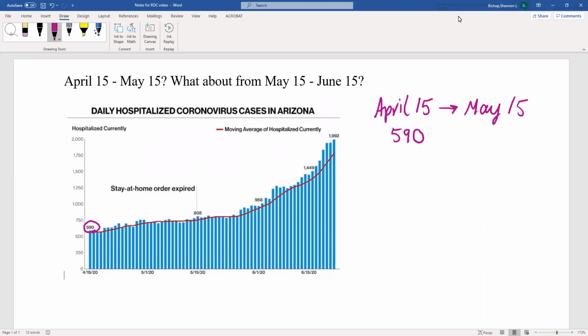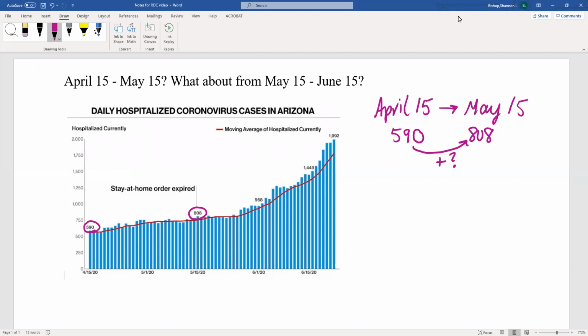But then, as you can see, it was slowly increasing as we entered May, and here we are at May 15th. At the end of that time period, it had increased to 808 daily hospitalizations of coronavirus. So how fast were they increasing in that time period? You'd have to ask yourself, how much did the cases grow? How much did they increase by?